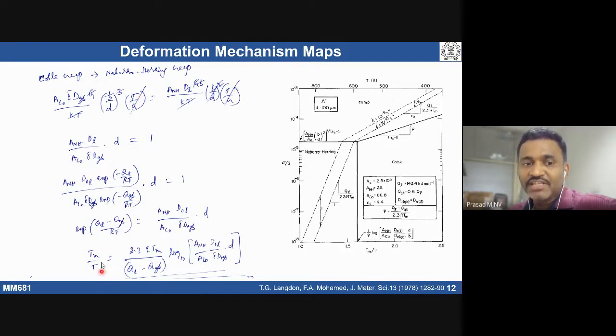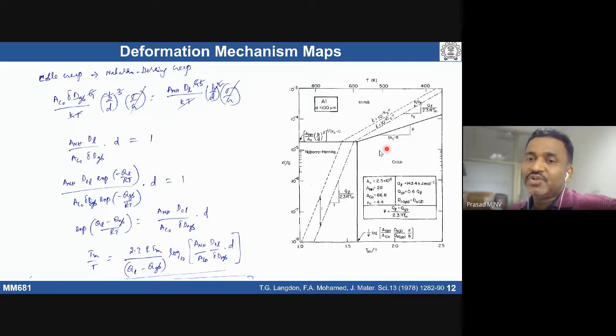Now what I'm seeing is, look at here, between Nabarro-Herring and Coble, it's independent of stress. Independent of stress, we only have a boundary for a constant Tm by T. So one can, by plugging in the values of the Nabarro-Herring constant, Coble constant, diffusion coefficients, grain size, and melting point of the material, and taking the lattice diffusion and grain boundary diffusion respectively, get the boundary at which we see the Nabarro-Herring to Coble transition.